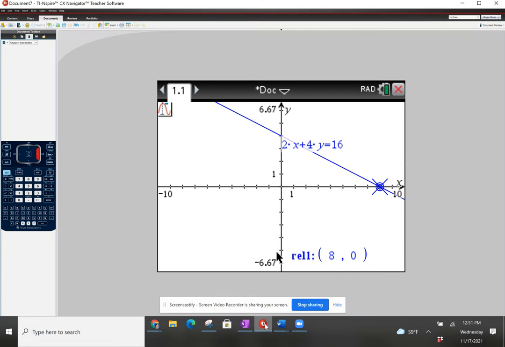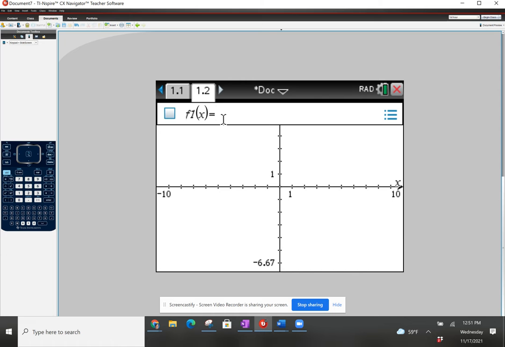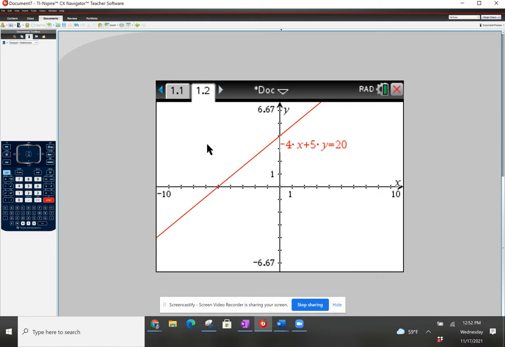Now on the calculator, there's 2 different ways to do this. You can just start a new document or open another tab. And by doing that, you hit Control Doc and add a graph. The more you do this, the easier it's going to get. You can hit the backspace, and we want a relation. The equation that we had was negative 4x plus 5y equals 20.